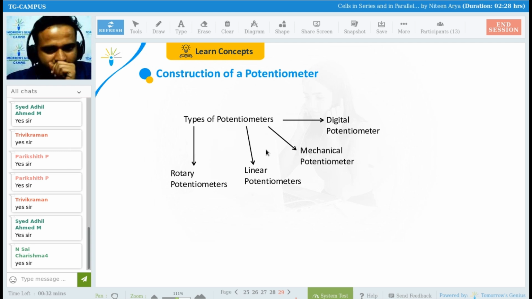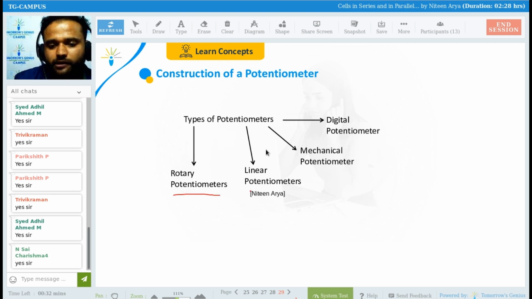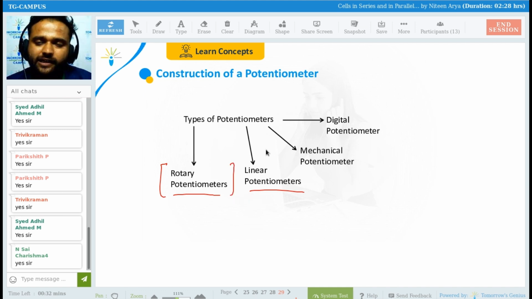Now, construction of a potentiometer and types of potentiometer. There are different types: rotatory potentiometer, linear potentiometer. The rotatory potentiometer, I have given this example already, is used in controlling the speed of a fan, or controlling the heat of an iron. Then there are linear potentiometer, mechanical potentiometer, and digital potentiometer.